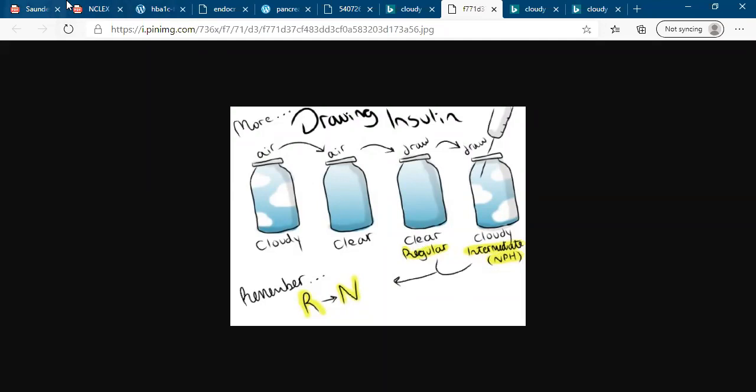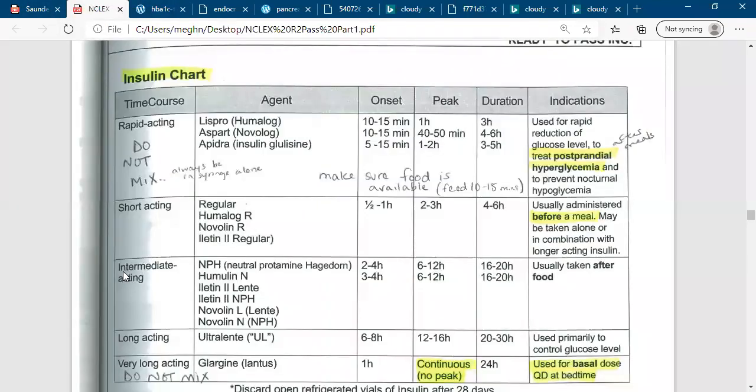So if I go back to the table, another insulin is called intermediate insulin. Intermediate insulin is shortly called NPH. NPH stands for neutral protamine Hagedorn. But NPH is a cloudy insulin. Short-acting insulin is the regular or clear. Intermediate insulin is NPH or cloudy insulin, right?